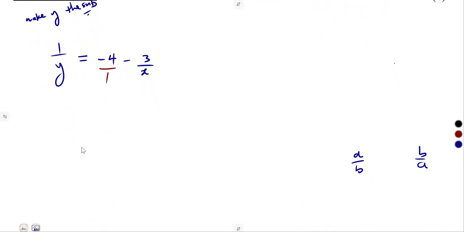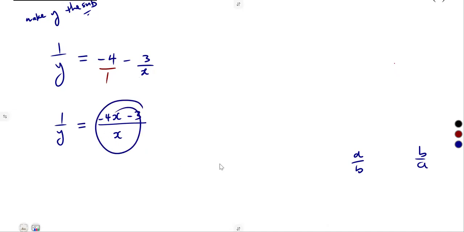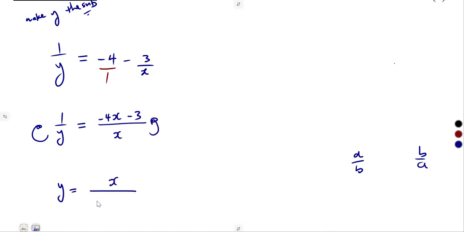This is going to give us 1 over y is equal to what? Adding this, we're going to need the LCD, which is x, between 1 and x. X divided by 1, that's x times negative 4, so that's negative 4x. X divided by x gives us 1, and 1 times minus 3 is a negative 3. As we can see, guys, we have a single fraction. So y is equal to, interchanging, x over minus 4x minus 3. Okay, so this is what you are going to have.